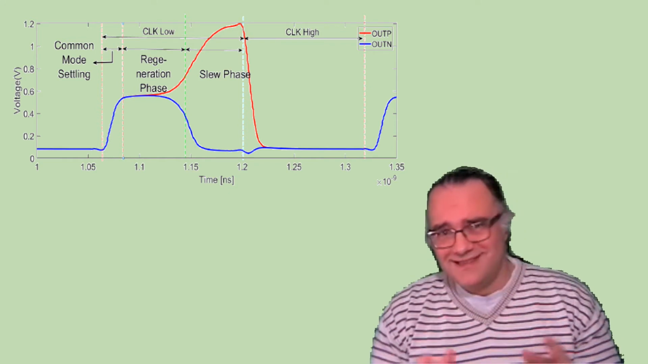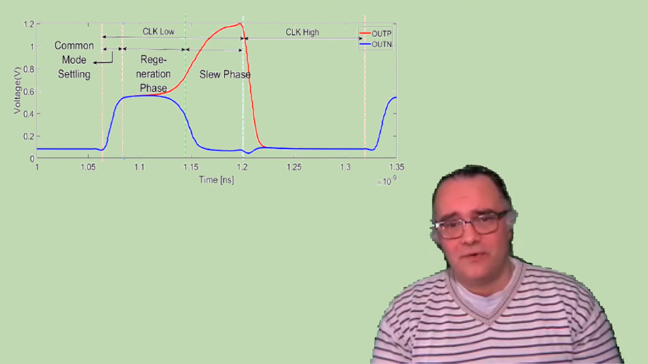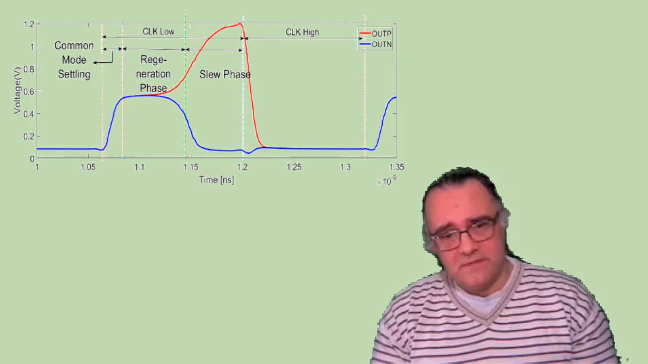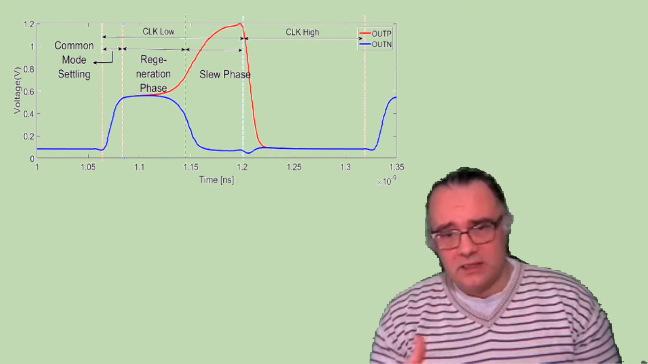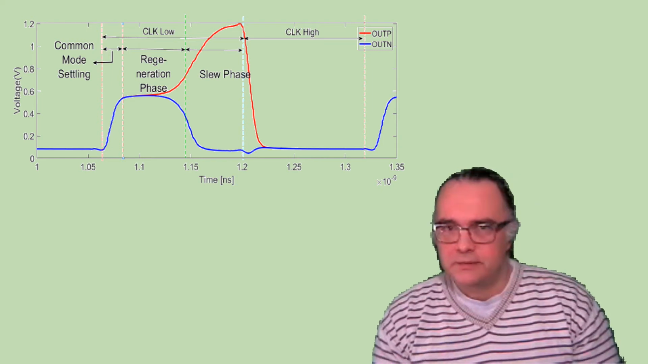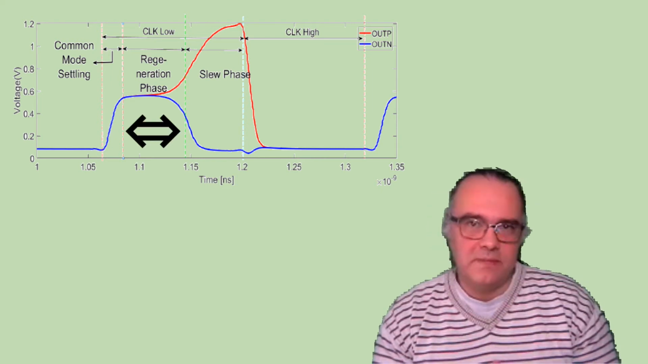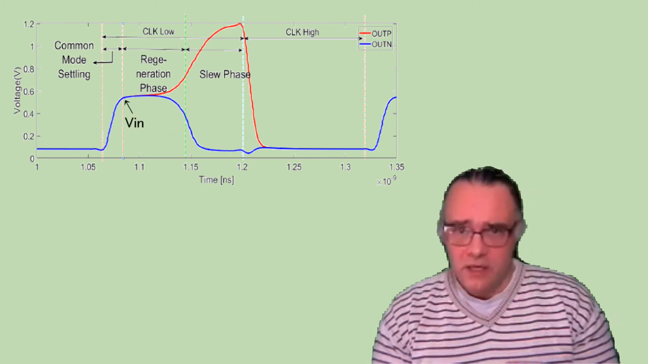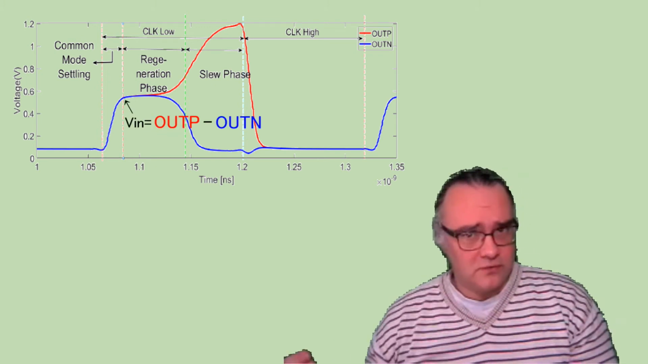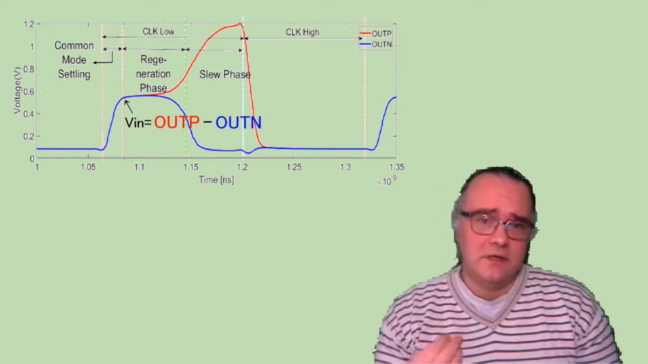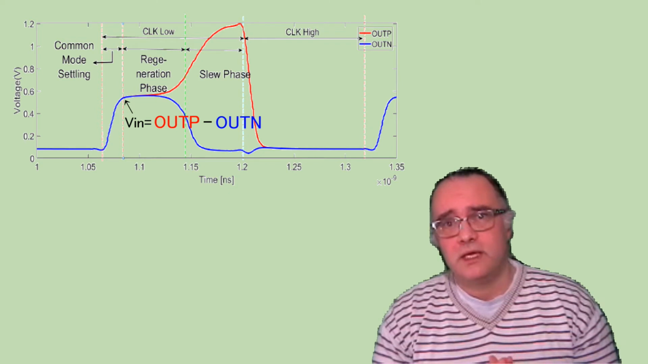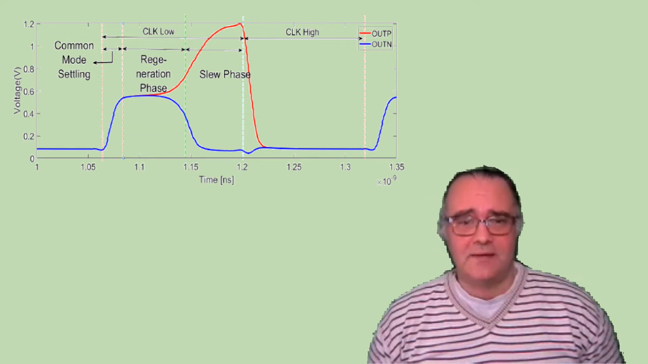Now in these phases of the comparator settling, usually the reset phase and the common mode settling and the slew phase are very much controllable. They're predictable. The regeneration phase depends on the size of the input signal. If the input signal is very small, the regeneration phase will usually take a longer time. If the input signal is large, the regeneration will take less time.